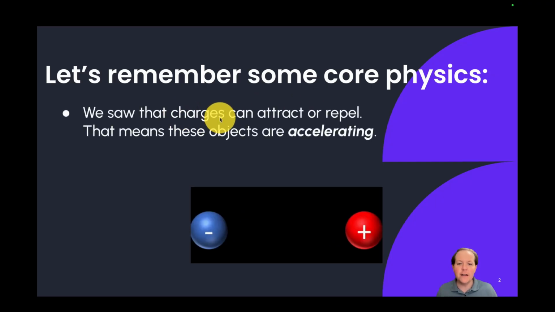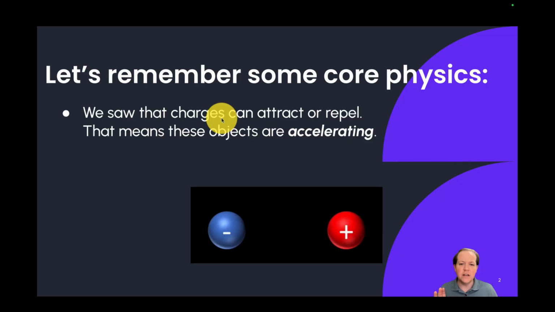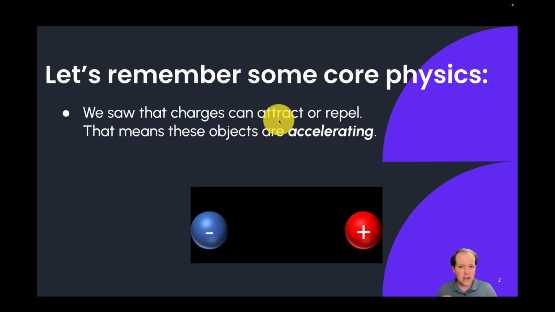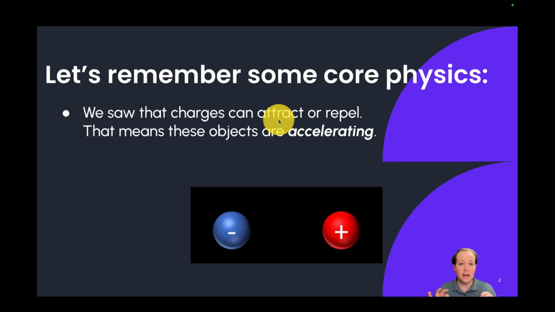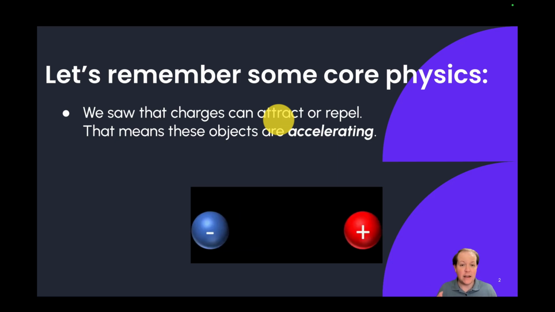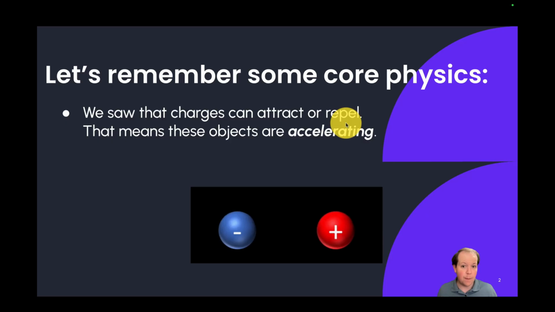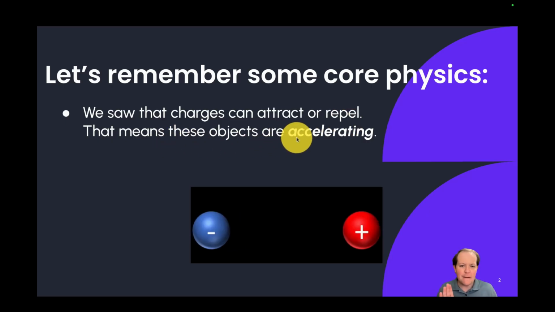First, we saw from just a prior video ago that charges can attract or they can repel. We learned that protons have a positive charge, electrons have a negative charge, and depending on what charges you have, sometimes they attract, sometimes they repel. Well, let's think about that for just a moment.